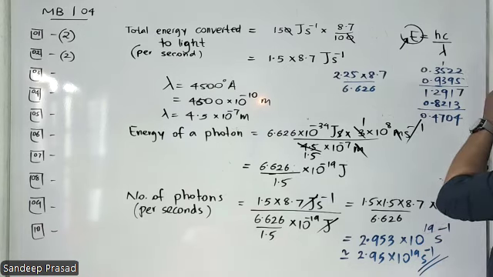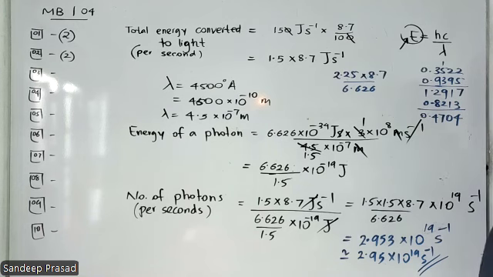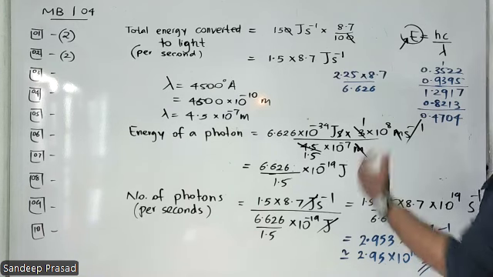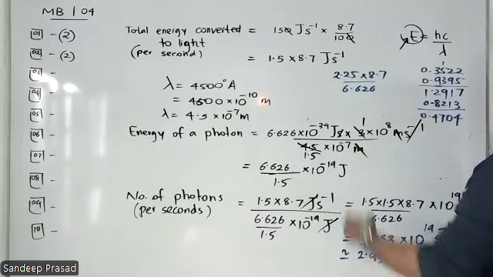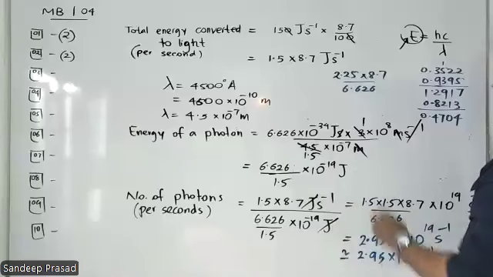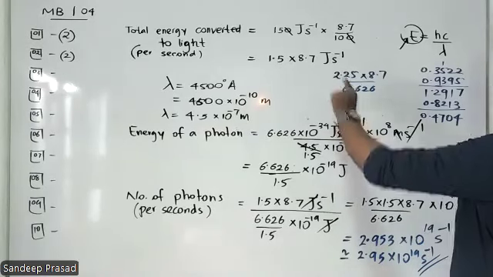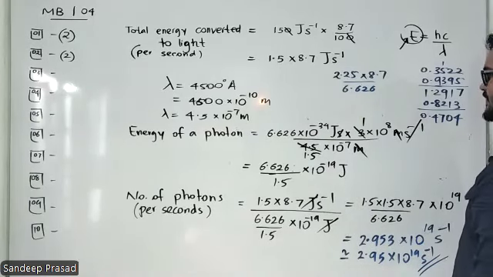In this calculation, they have given the power of the bulb. The energy emitted by the bulb is actually 150 joules per second. 8.7% is converted into light. Then I can find out the energy of the light per second. It is 1.5 into 8.7 joules per second.